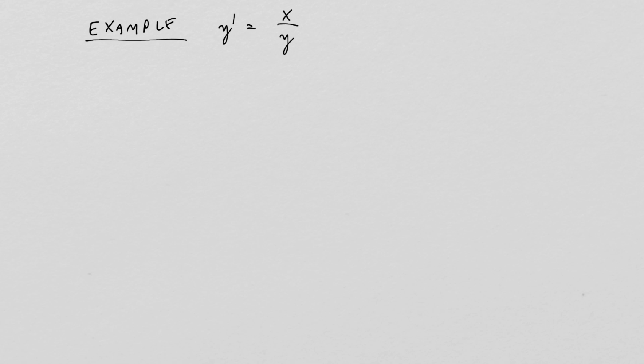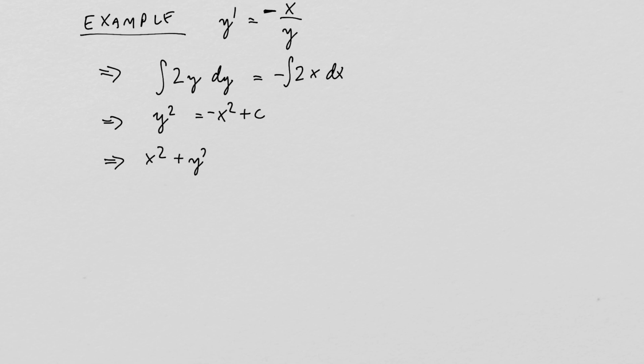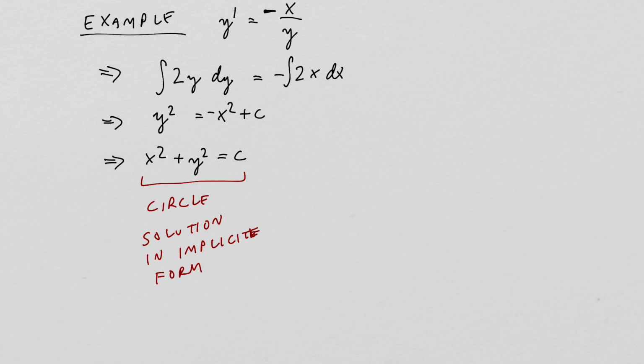Let's solve this equation. I also added a minus sign here, and now we can do the separation, and we can multiply with the number 2. Now it is easy to integrate on both sides. We get something like this. So the solution curves are circles. Here the solution is in implicit form. In this case we can also write the solution in explicit form.